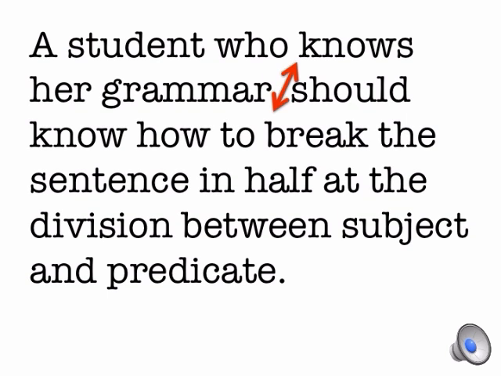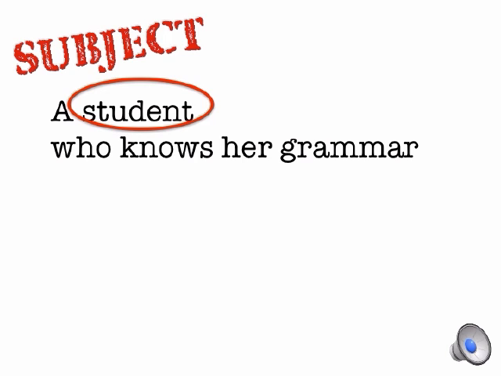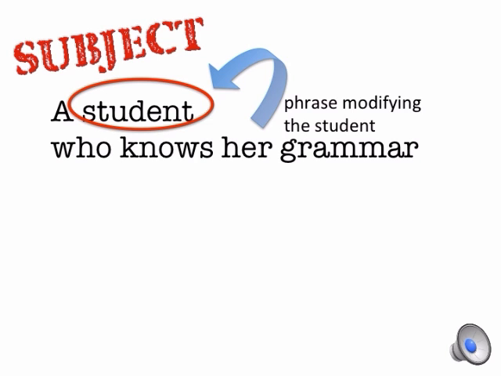And it is actually right here. So let's talk about why that is. First of all, the subject. The subject, complete subject, was a student who knows her grammar. The simple subject there was the word student. And the rest of the subject was who knows her grammar, which is a phrase modifying the student.